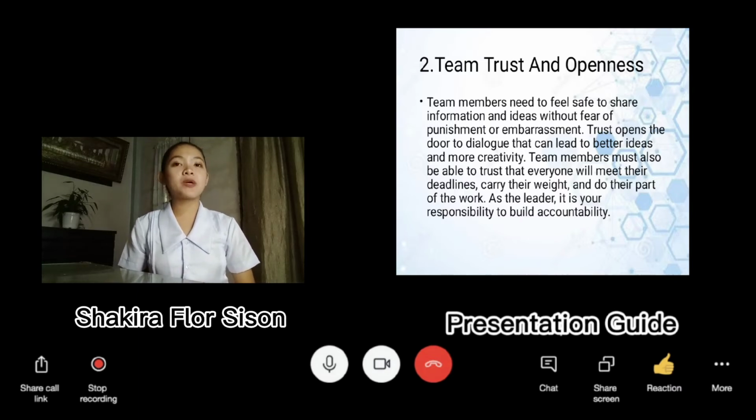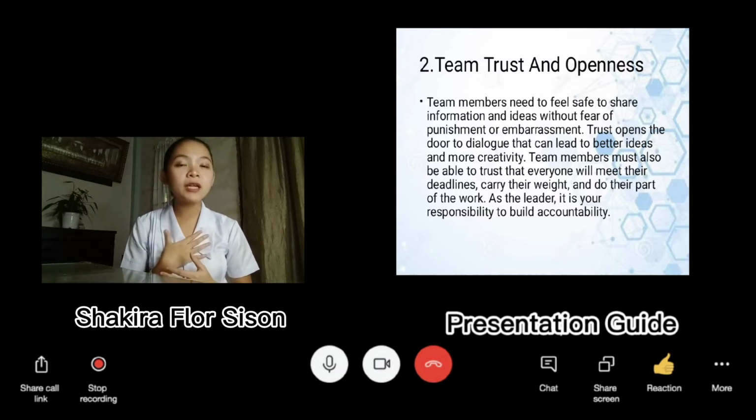Team members need to feel safe to share information and ideas without fear of punishment or embarrassment. Trust opens the door to dialogue that can lead to better ideas and more creativity. Team members must also be able to trust that everyone will meet their deadlines, carry their weight, and do their part of the work.